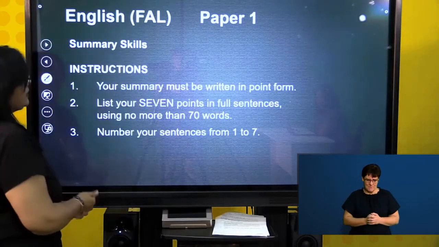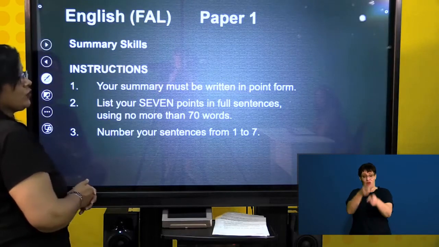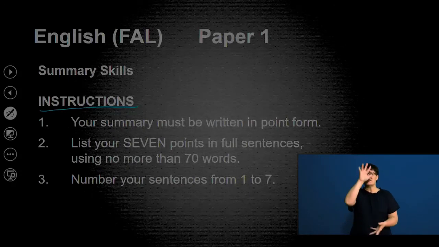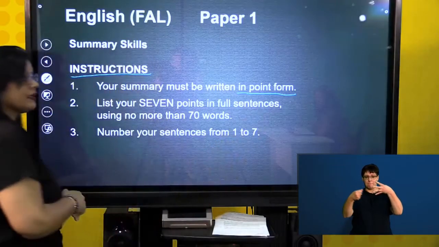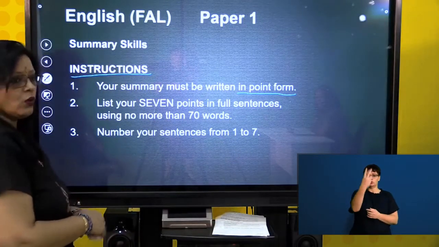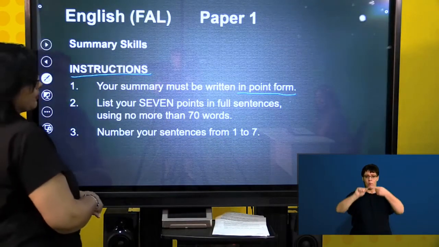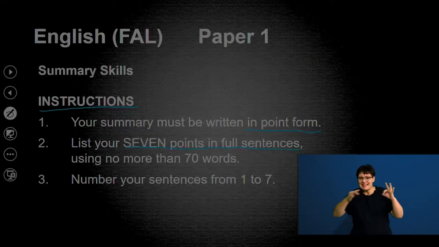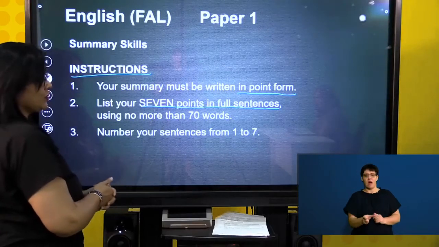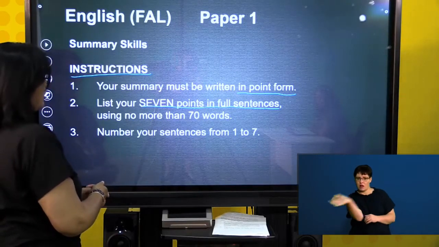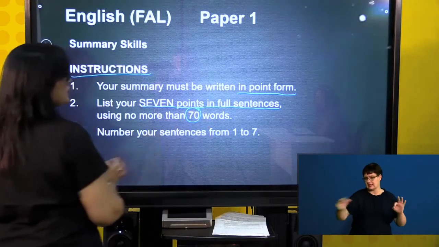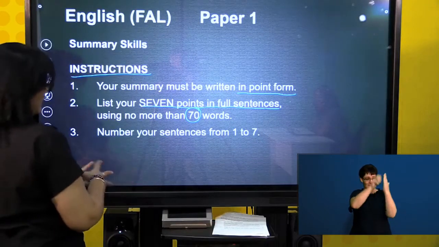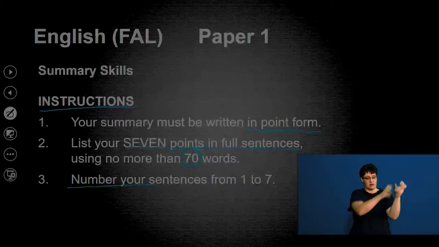Then, these are the actual instructions that you will find in your question paper at the end of the year. So, your summary must be written in point form. You can either number them from 1 to 7, or you can use little dots, depends on you. List the 7 points in full sentences. You must ensure you write in full sentences, do not use phrases. And again, remember we spoke about our 70 words. Because we are summarizing a text, the text has to be a certain number of words. And then you can number it from 1 to 7.